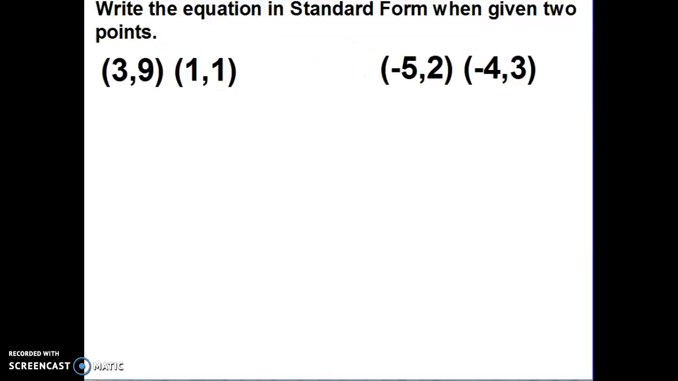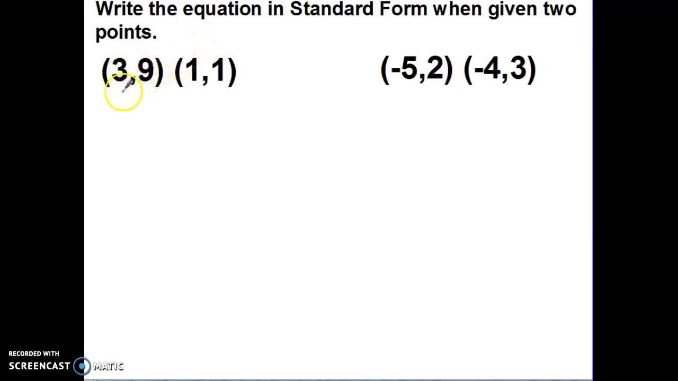All right. Is there anything else? All right, so I'm gonna do one. Everybody should know this. Write the equation in standard form when given 2 points. On your paper it says find the x and y intercepts. Duh, you need a standard form to find the x and y intercepts.